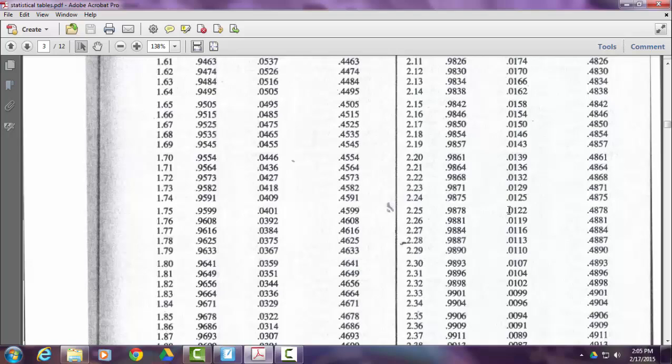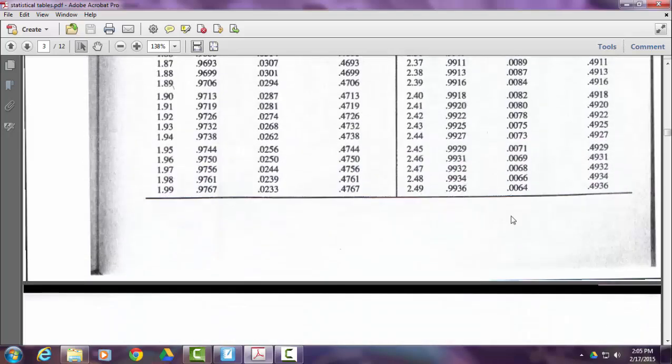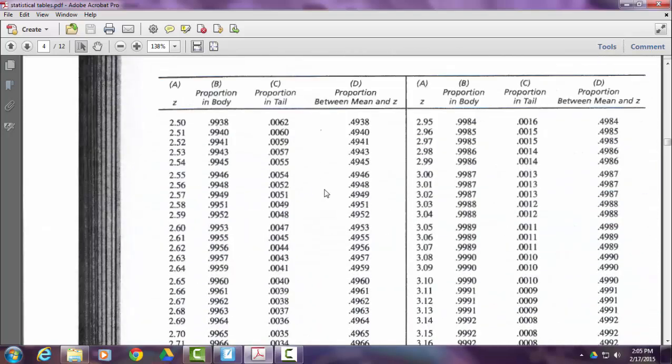Keep on going, getting closer, closer. Oh, here we go. Now check it out. This is 0.0051 in the tail. This is 0.0049. This is the value just above. This is the value just below. And they're both 0.0001 point away from that 0.005 that we're looking for.